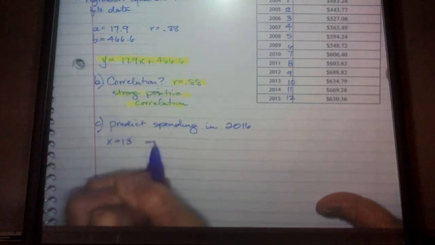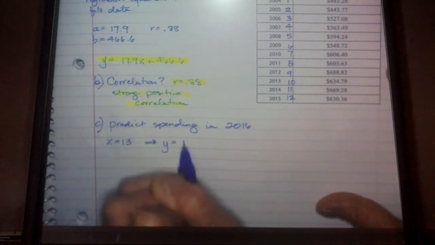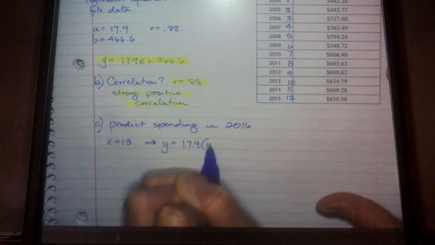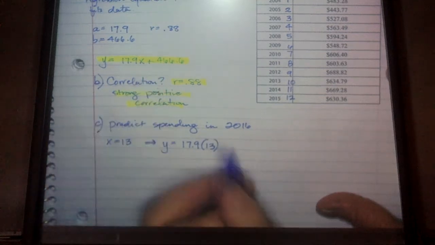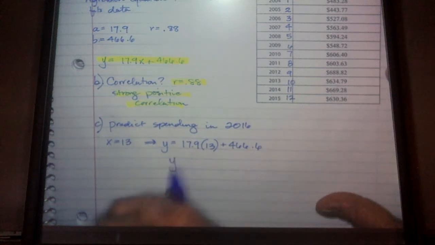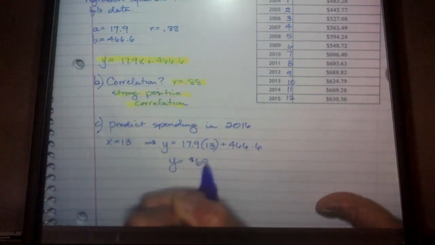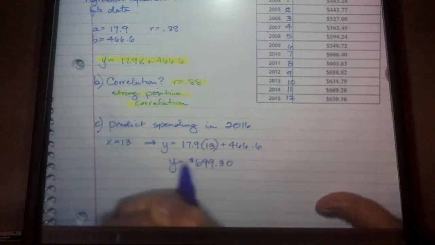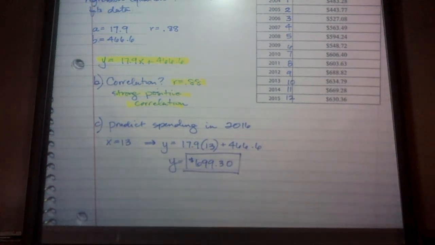And then I'm going to plug that into my equation. So y equals 17.9 times x. So I'm going to put 13 plus 466.6. So y equals $699.30. So that's a prediction of how much would be spent in your 13th year in family. So maybe they're going to college. That's why it got a little bit more expensive. All right, last one.